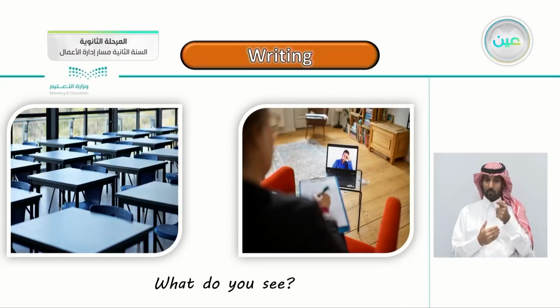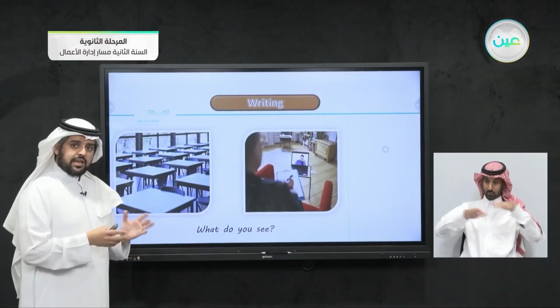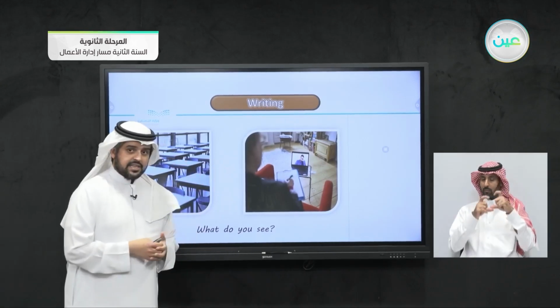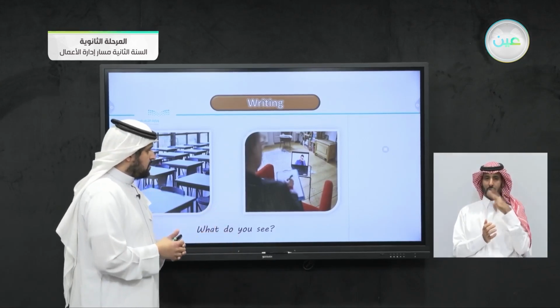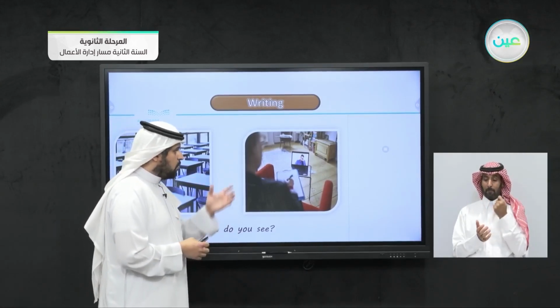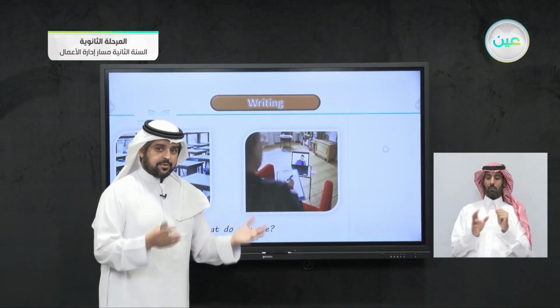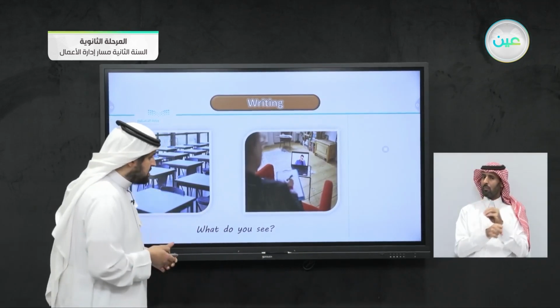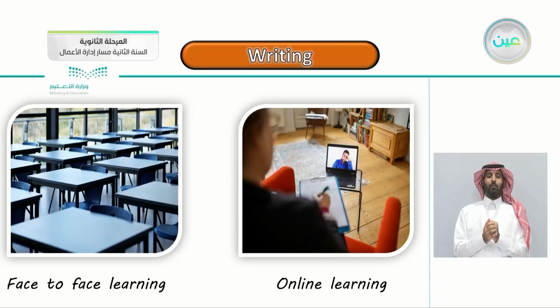So this is today's lesson. What do you see in these pictures? The first one here. What do you see in this picture? Very good. This is a picture of tables. They look like they are in a classroom. Very good. And the second one, yes, you can see the second one is writing on a paper while watching his laptop. So what do these pictures indicate? Very good. They indicate face-to-face learning and online learning.